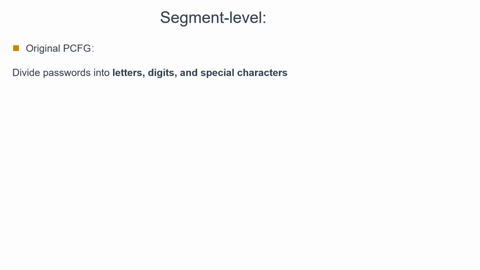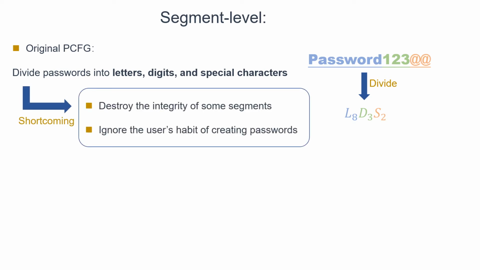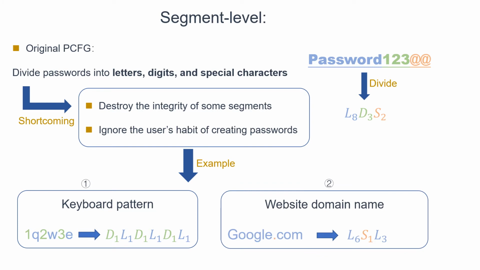Next, for segment-level models, the basic PCFG only divides passwords into letters, digits, and special characters. For example, the password at the top right should be divided into 3 segments. We use L for letters, D for digits, and S for special characters. The subscript represents the length, but it has some shortcomings, such as destroying the integrity of some segments and ignoring users' habits of creating passwords. For example, the string 1Q2W3E should be considered as a complete segment due to the adjacent of characters on the keyboard, and some users tend to use the corresponding website domain name as part or full of their passwords.